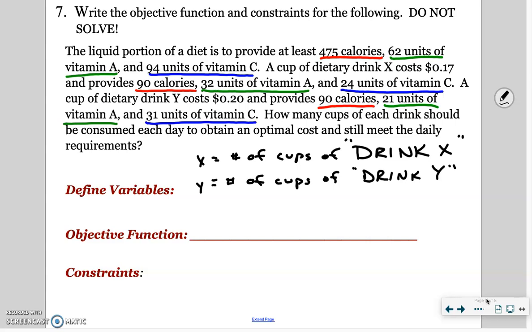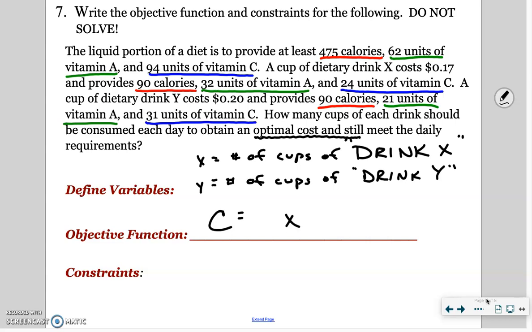All right, so now the objective function. Key here is that what we were trying to do is create an optimal cost. Optimal cost means that my objective function is what we're trying to optimize. So we're trying to optimize the cost. Again, we're talking money here. We don't know how many cups of drink X we are going to consume or purchase, however we want to put this.